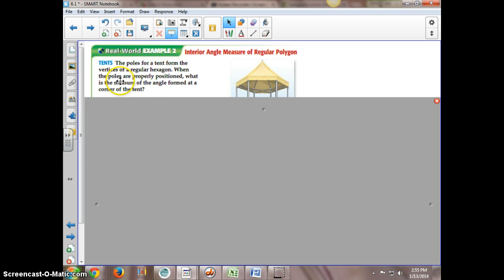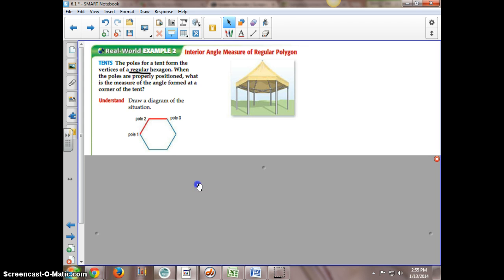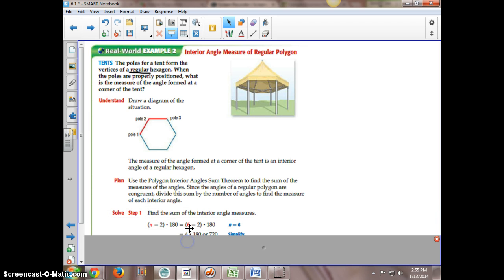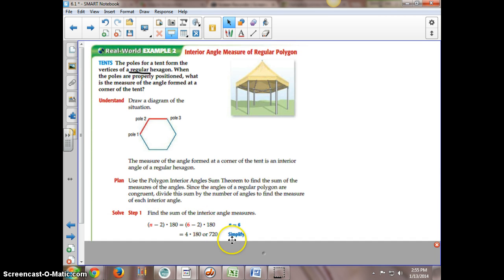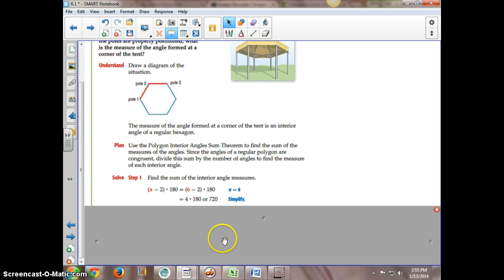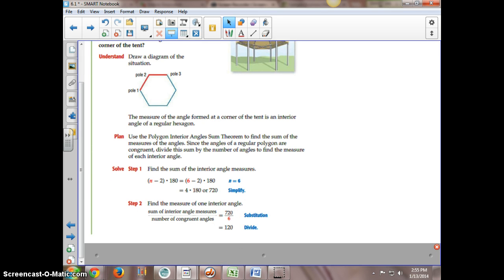Example 2 asks us to look at the poles for a tent that form a regular hexagon, and that word regular means that all of the angles, all of the sides are equal. When the poles are properly positioned, what is the measure of the angle formed in the corner of the tent? So we need to think of what hexagon means. Hexagon means 6 sides. So we're going to do 6 minus 2 times 180 to get 720. And if they're positioned correctly, we're going to be able to divide the 720 by 6 to find what each angle will be, and it will work out that each angle is 120.